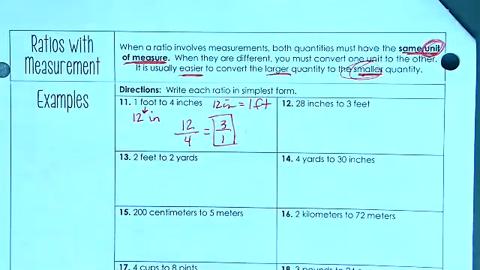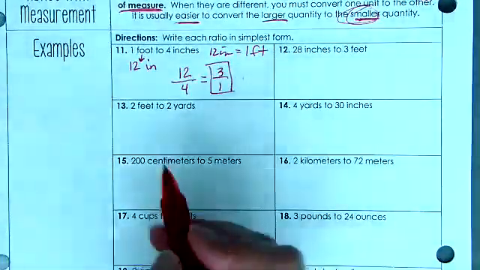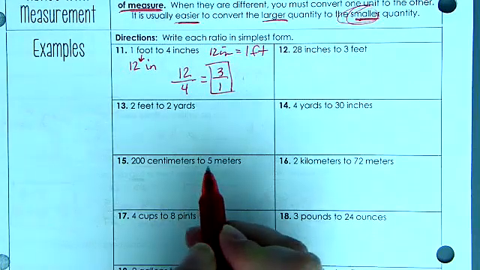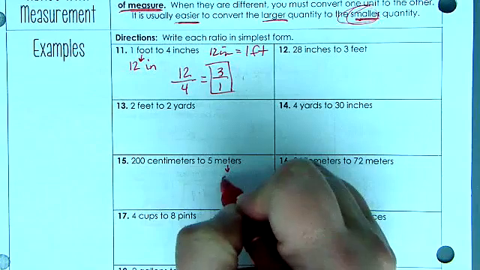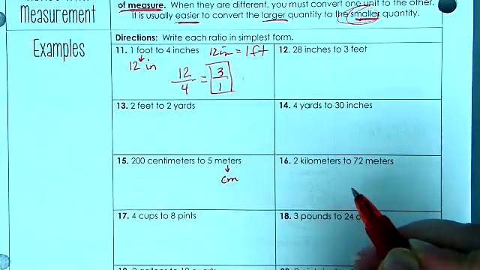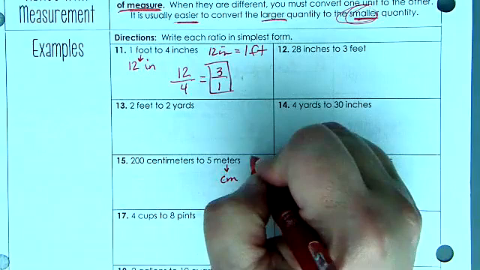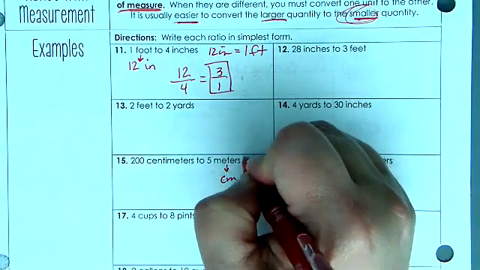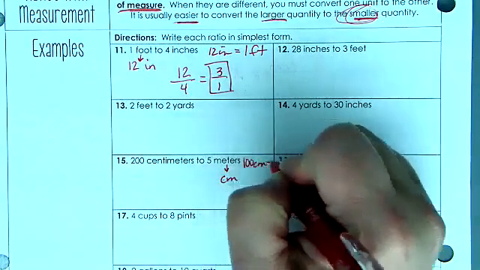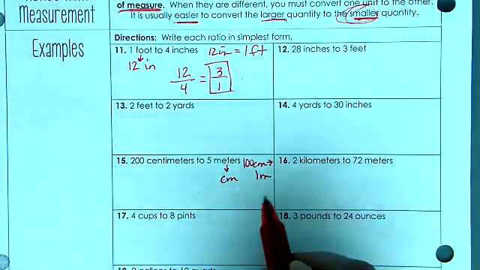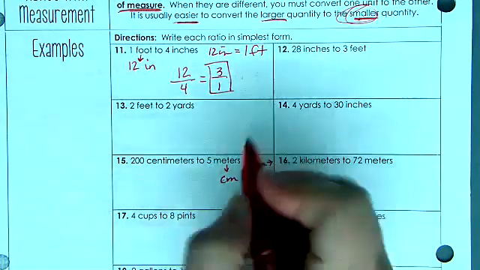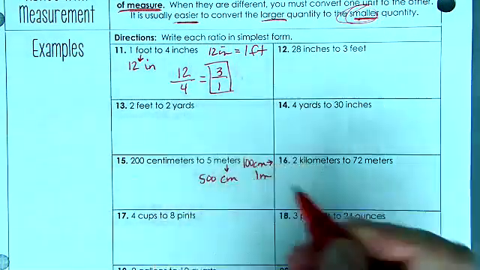All right, let's look at another type of situation. Number 15, 200 centimeters to 5 meters. I want to change these meters to centimeters. Okay, so the information that I need to know is that there are 100 centimeters in 1 meter. Okay, so here we go. So that means if it's 5 meters, this is going to be 500 centimeters.